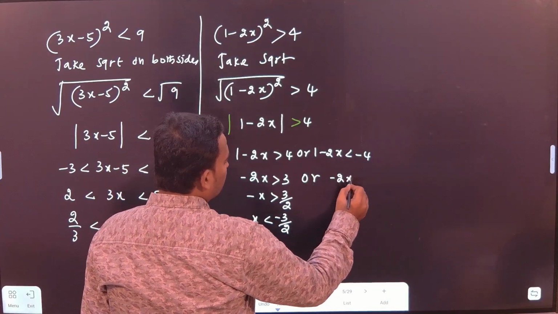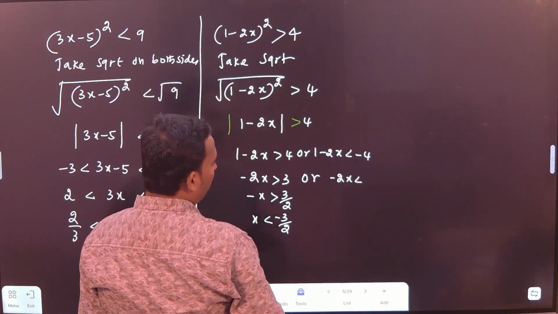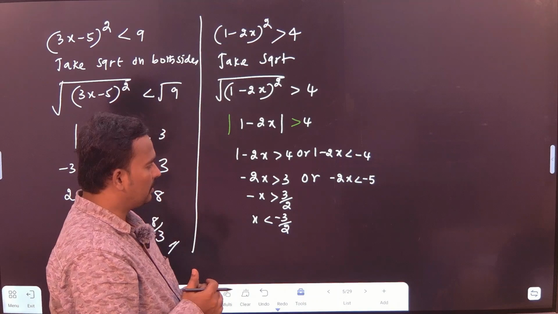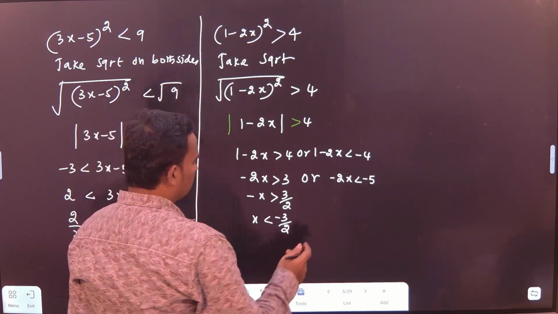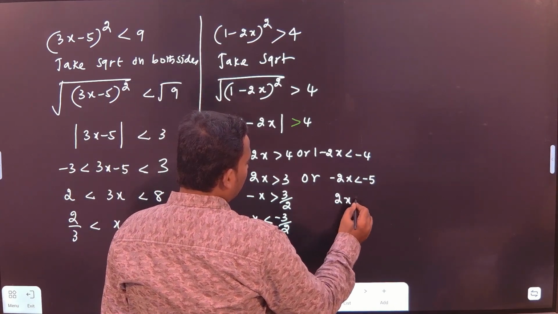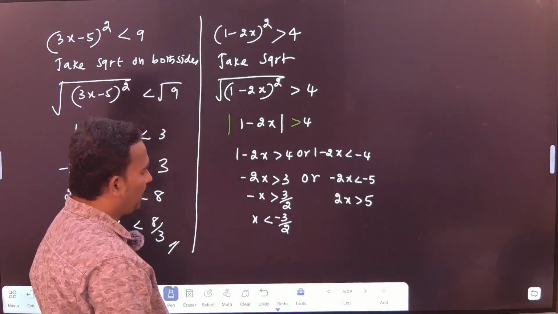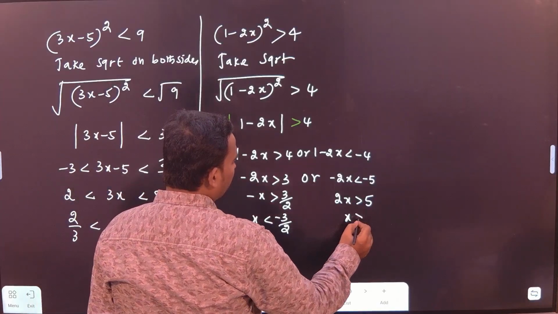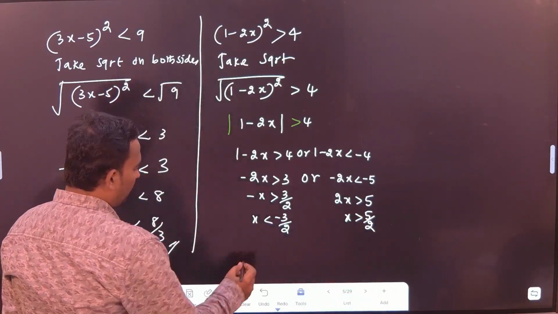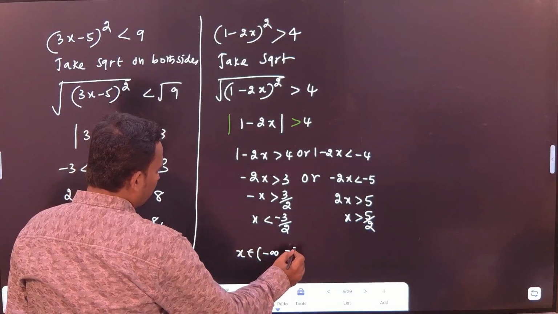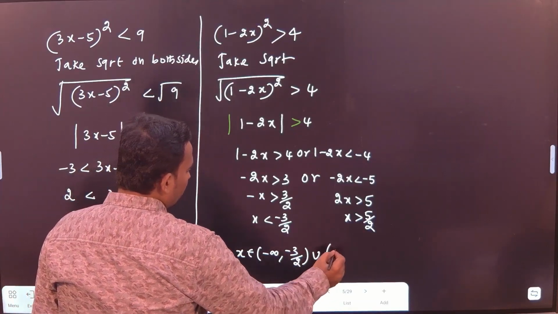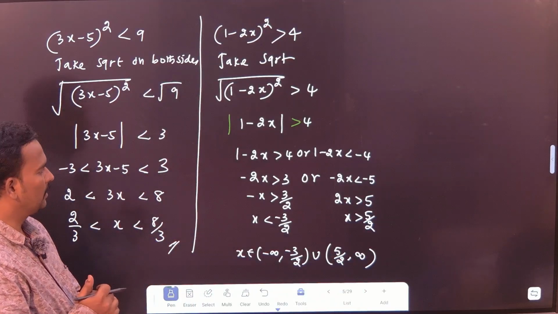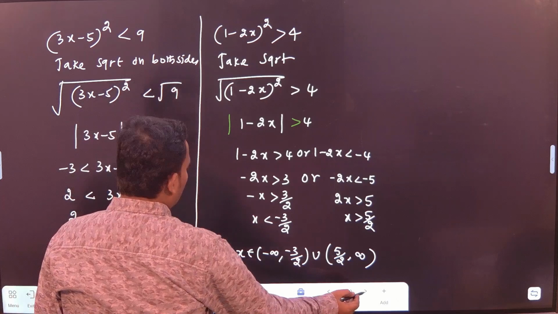Here the same idea: you add minus 1. So minus 2x is less than, adding minus 1 means what? Minus 5. So you can multiply by negative 1. What will we get? 2x is greater than 5. Clear? If I multiply by negative 1, the inequality will be changed. x should be greater than 5 by 2. Therefore, x belongs to minus infinity to minus 3 by 2, union 5 by 2 to infinity. Correct? These are the solutions. Clear? Okay. Let's go for the next one.